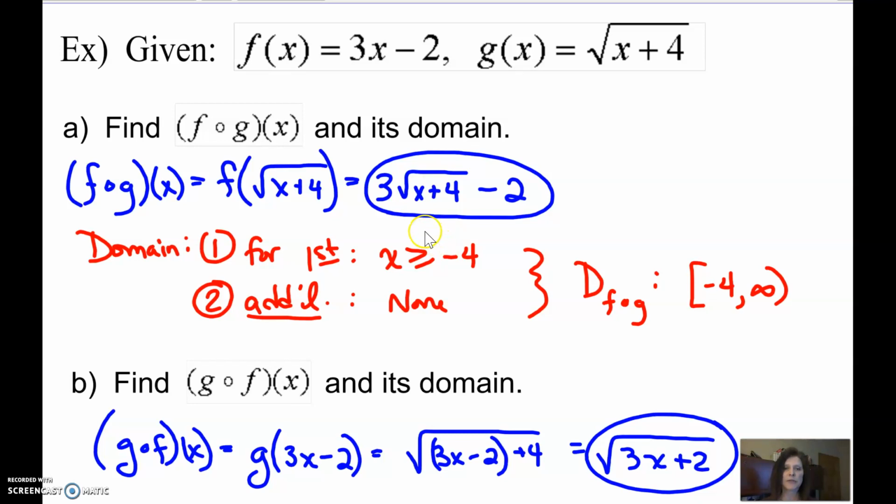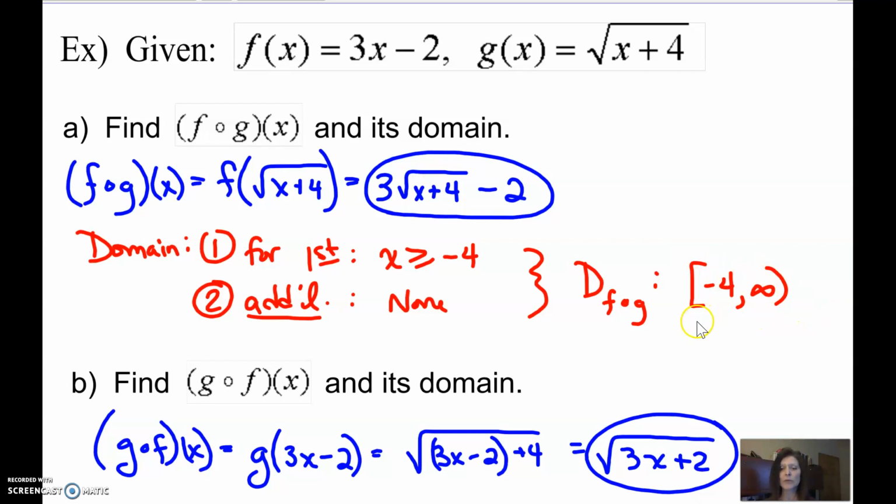The domain, same 2 steps. What was the first place we went? Well, the first place we went was g of x. We just said that this stuff underneath here has to be not negative. In other words, has to be greater than or equal to 0. So that means x would have to be greater than or equal to a negative 4. When we look at the final composite function, it has the exact same square root in it, so there are no additional restrictions. So my domain is simply going to be from negative 4 to infinity.